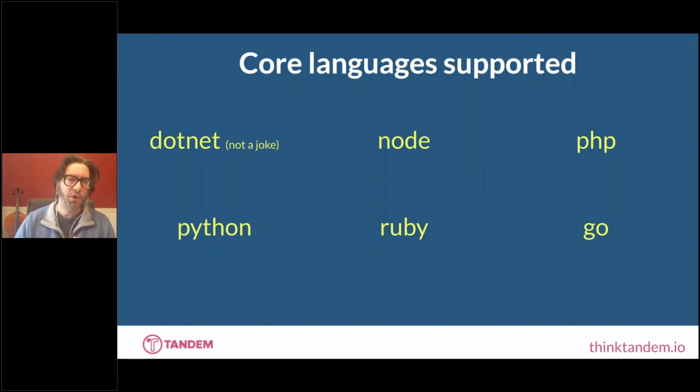The core languages supported by Lando are .NET, Node, PHP, Python, Ruby, and Go. So they've got some powerful options if you need to switch between different kinds of stacks here.